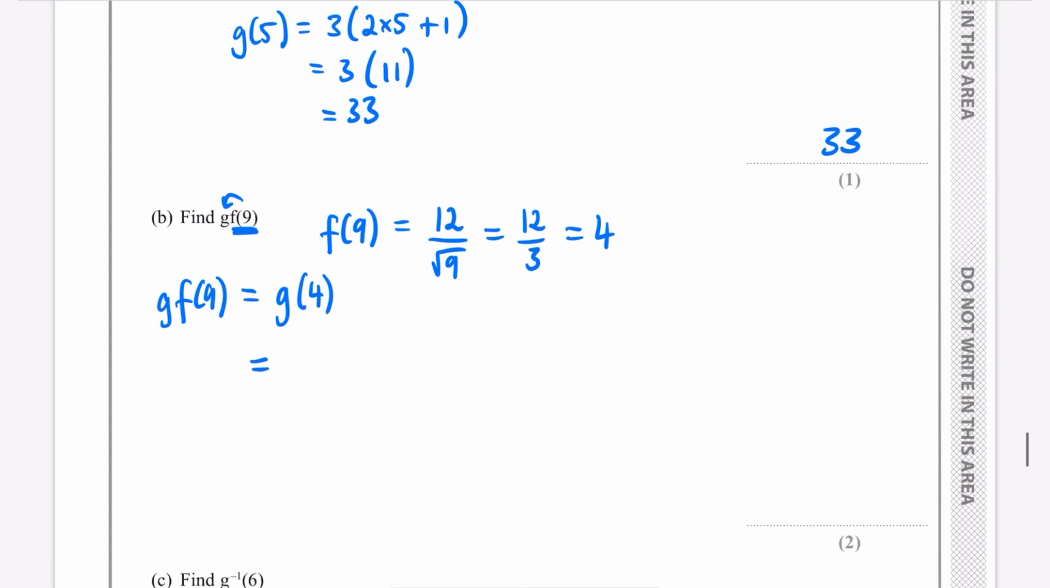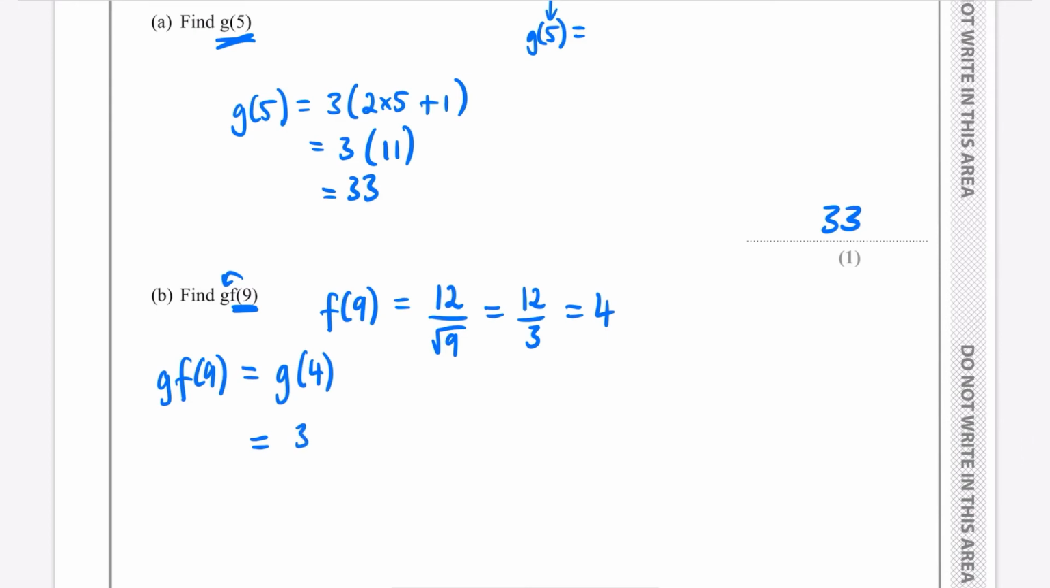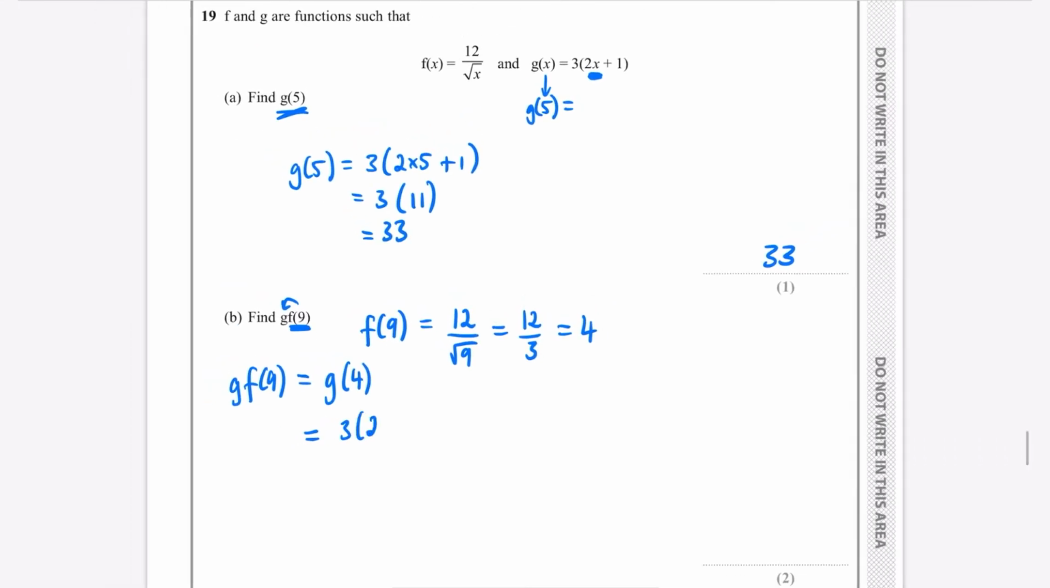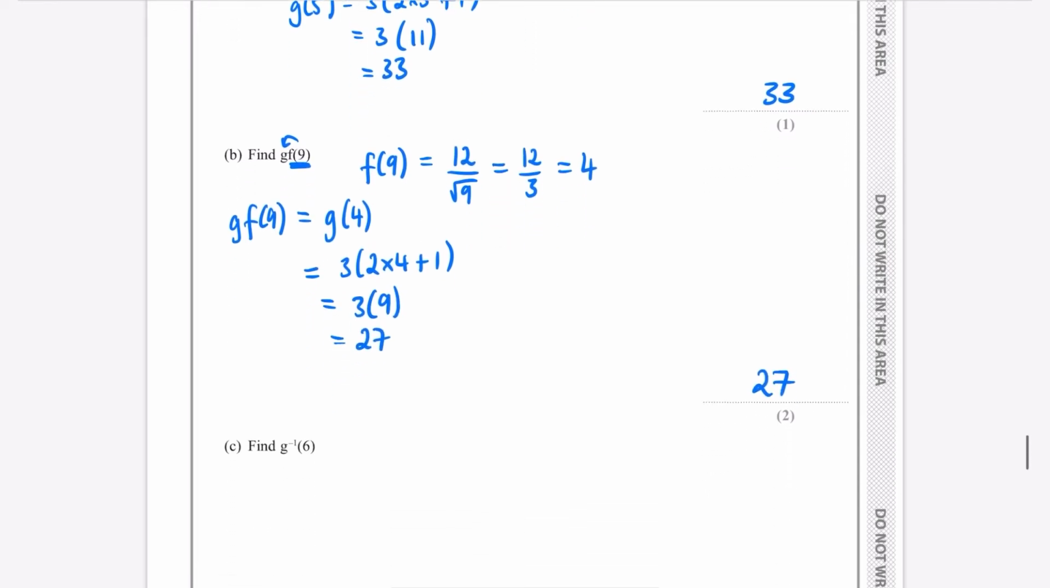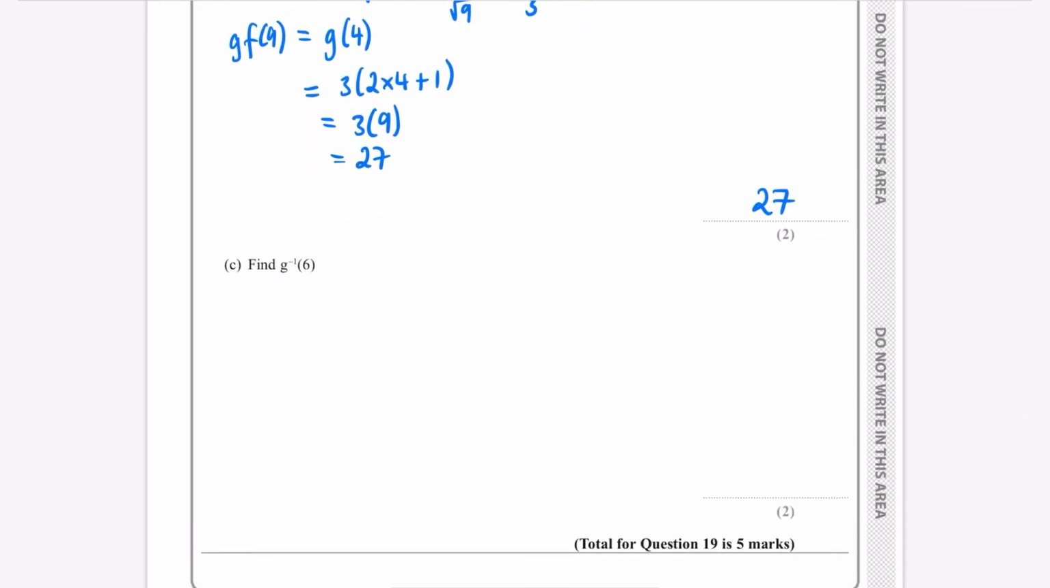So all I need to do now is just find out what g of 4 is. Well, that's replacing the x that we have here with a 4. So it's going to be 3 brackets, 2 times 4, plus 1. Well, 2 times 4 is 8, plus the 1 is 9, so that's 3 times 9, which is 27. So we have 27 for this one here. The last one says, find the inverse function of g of 6. So it's saying put 6 inside the inverse function of g.